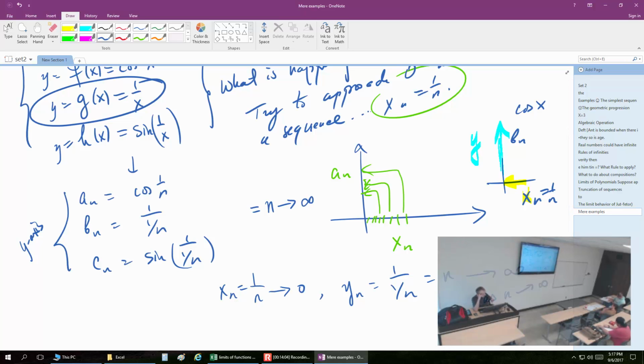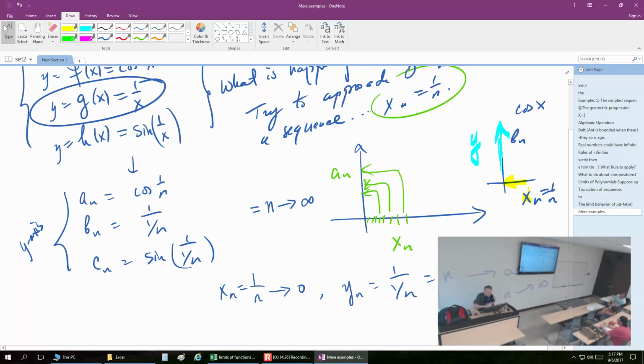And xn is the original sequence as a tool to study what's going on around 0, and then the function produced a new sequence. Okay, so the sequence that is produced is really simple. It's n, it goes to infinity, and that explains in a numerical fashion what is happening to the function itself as x approaches 0.